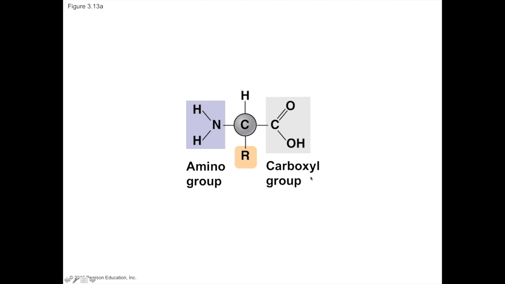So let me show you what I mean. This is an amino acid right here, just a very generic amino acid. Everything is going to stay the same. There are 20 different types of amino acids. The only thing that changes is the R. This is an amine group, and this is our carboxyl group. All right.